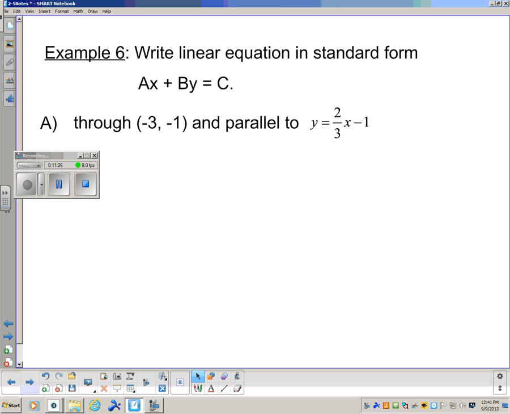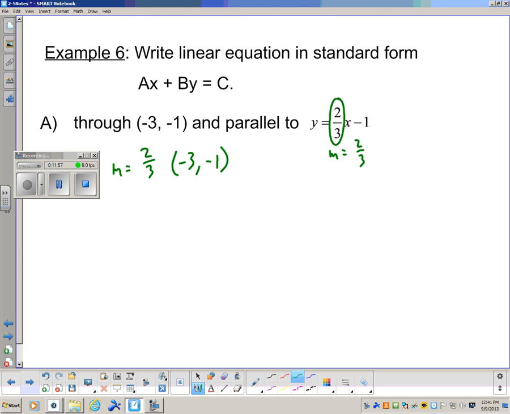So example 6 here, we're supposed to write an equation in standard form, ax plus by equals c, through -3, -1, and parallel to y equals 2/3 x minus 1. Now the only thing we're going to take from this equation is the slope. Since parallel lines have the same slope, this one has a slope of 2/3, so ours has a slope of 2/3. Okay? And then we're going to look back at that point, -3, -1. We're going to ignore that equation over there.